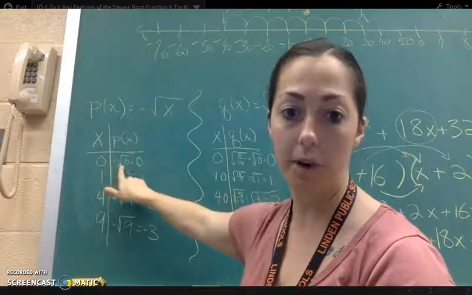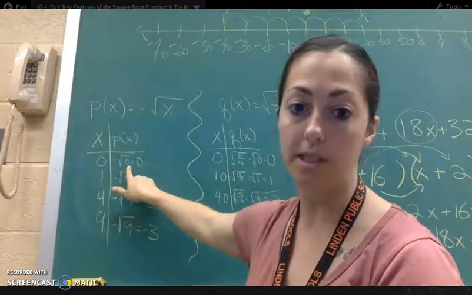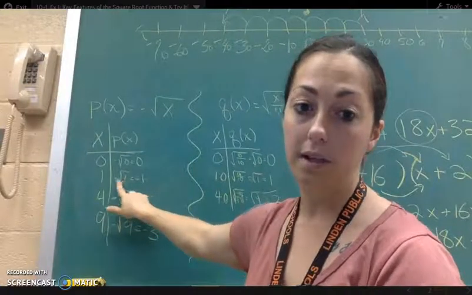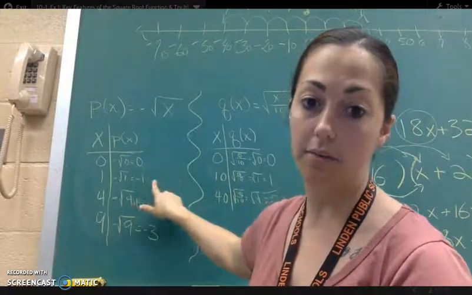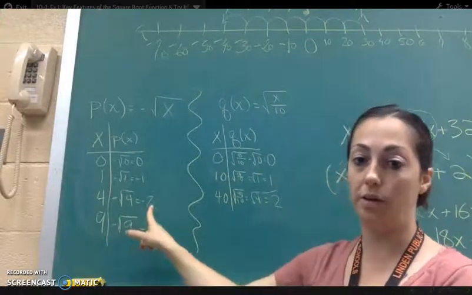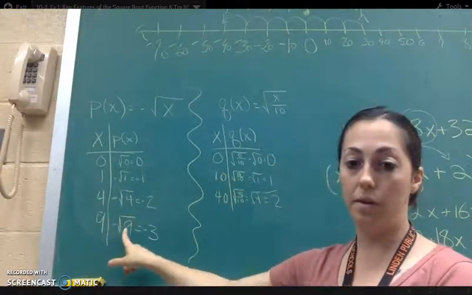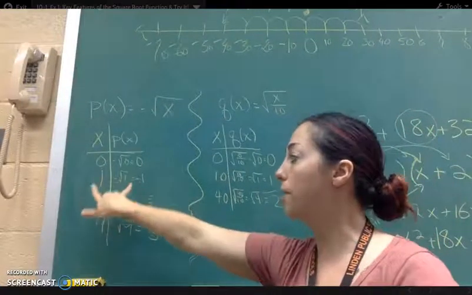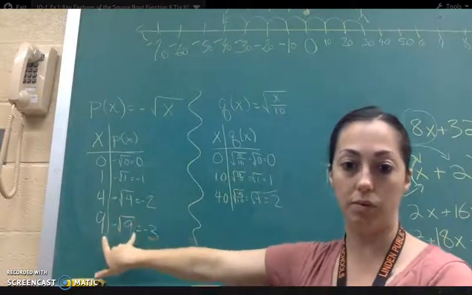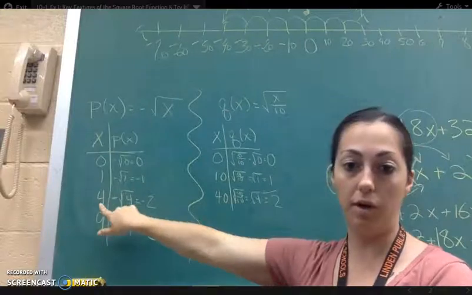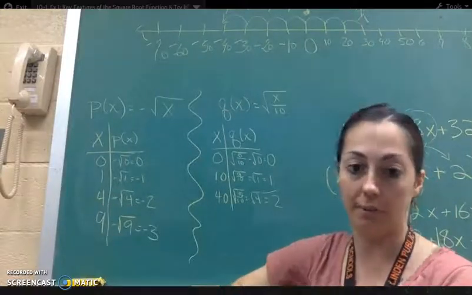So the negative square root of 0. Well, square root of 0 is 0, and negative 0 is still 0. Negative square root of 1. Square root of 1 is 1, and negative times the negative is -1. Square root of 4 is 2, times the negative is -2. And the square root of 9 is 3 times the negative is -3. So I have these points to plot. I'm sorry. 0, 0; 1, -1; 4, -2; 9, -3.